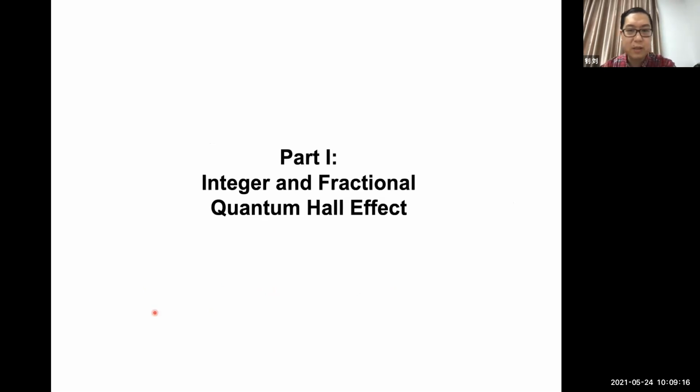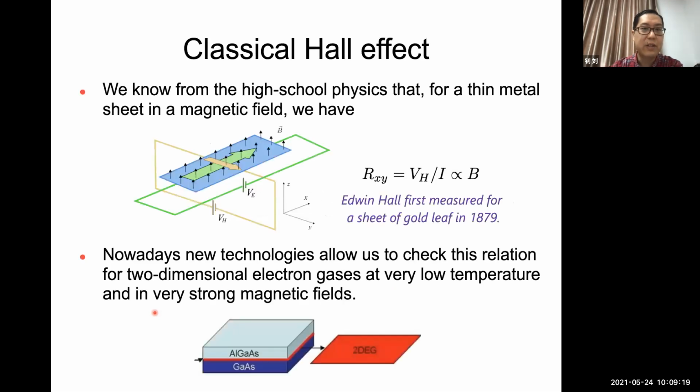Okay, let's start from the quantum Hall effect. Well, we know from high school physics that if we have a thin metal sheet in a magnetic field, and we apply a current in the x direction, then finally we get voltage in the y direction because of the Lorentz force. We define the Hall resistance as the ratio between the voltage in the y direction and the current in the x direction. Then classical physics predicts that this quantity should be proportional to the magnetic field.